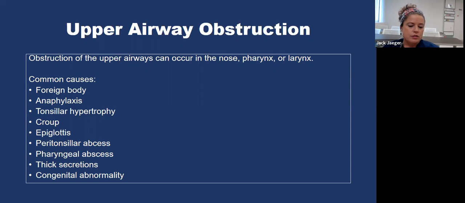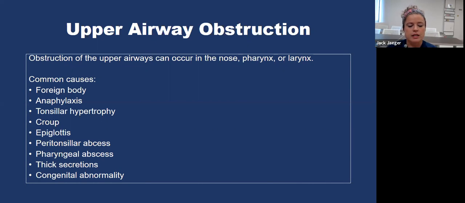So obstructions of your upper airways would be those of the nose, pharynx, or larynx. So common causes are foreign body, whether it's an actual toy, it could be food, it could be something the child put in there, it could be swelling and mucus. Anaphylaxis, tonsillar hypertrophy. Frequently children, they have large tonsils, and if they're infected, they'll be even larger.